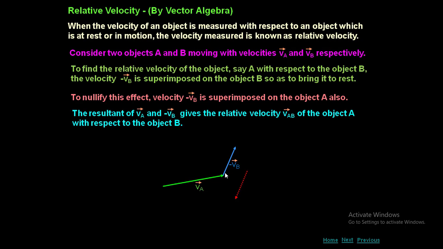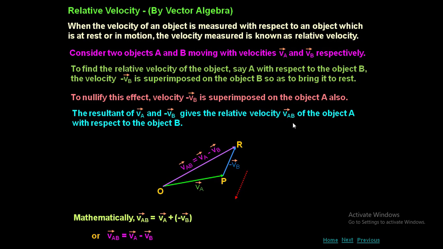Now if you use the triangle law of vectors, the resultant of VA and minus VB bar gives the relative velocity VAB of the object A with respect to the object B. That is triangle OPR. OP represents VA bar, PR represents minus VB bar. Now OR represents the relative velocity, that is VAB bar equal to VA bar minus VB bar. Mathematically, VAB bar is equal to VA bar plus minus VB bar, because we are taking the opposite of it, that is the negative vector of VB bar, or VAB bar is equal to VA bar minus VB bar.